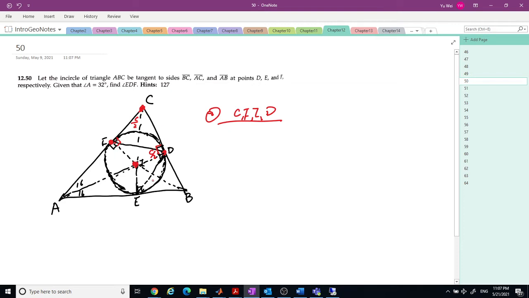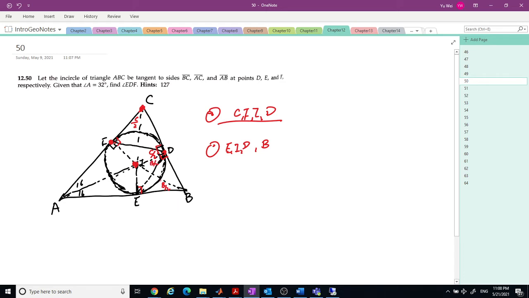Now the other thing is you can see there is another cyclic quadrilateral. EIDB is also a cyclic quadrilateral because of 90 degrees and 90 degrees on the opposite sides. So this is B over 2, and this is also B over 2, right?